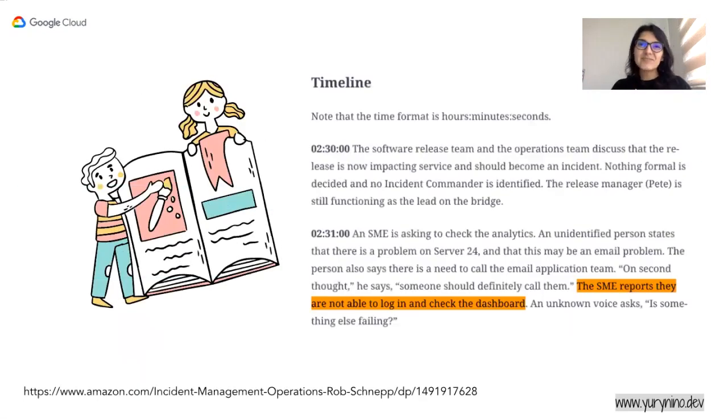In our context, visualizations, charts, and graphics are super important. Here, you are seeing the timeline of an incident during an outage in a software release. It was taken from the book Incident Management Operations, a really good book, I recommend it. The first instruction from the command manager was to check the analytics dashboard, but the access to the dashboard was not working either.